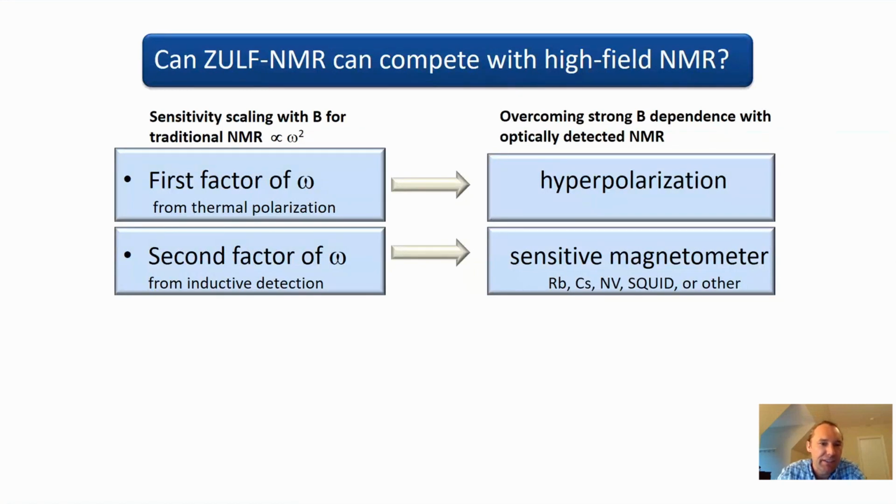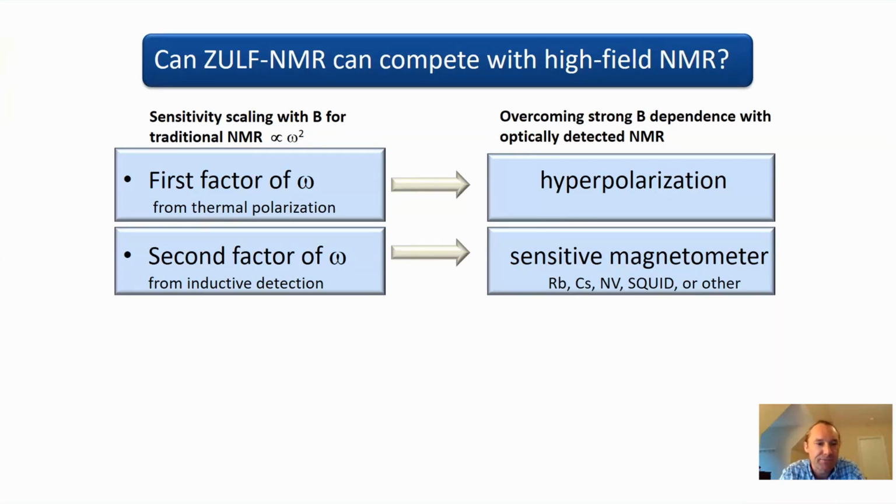So the first factor that makes the signal stronger at higher magnetic fields is from thermal polarization, just by the mere fact that if you take a sample and you stick it into a magnet, then you get more polarization that you can harness to get a signal. And here, it's quite obvious that what we can do, since we all love hyperpolarization technologies, is use a hyperpolarization technology that does not depend on the magnetic field, and therefore create your polarization at any magnetic field.